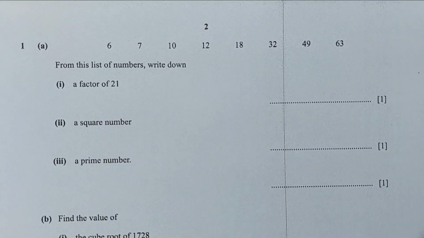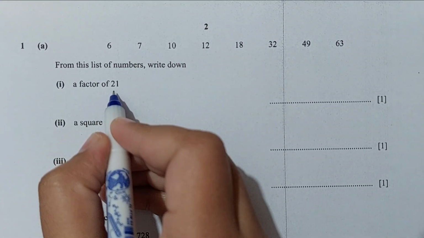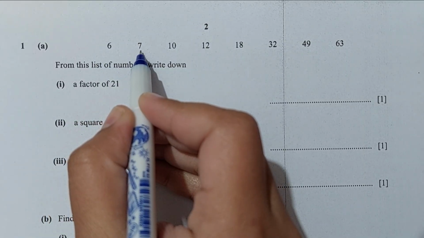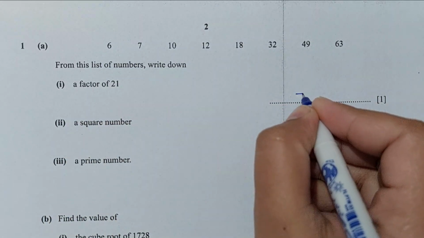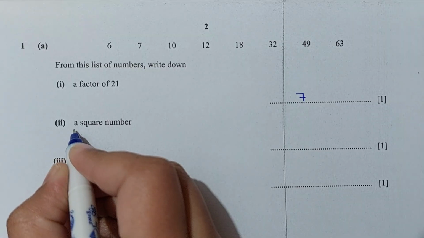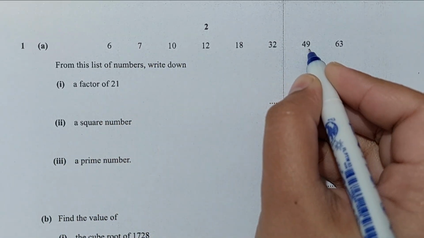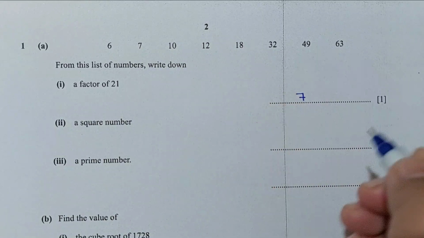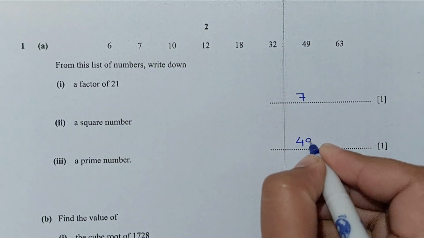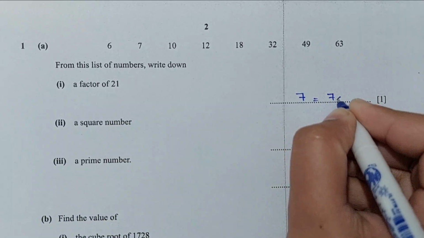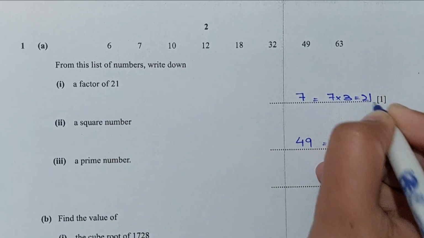From this list of numbers, write down part A, a factor of 21. 7 times 3 is 21, so 7 is a factor of 21. Number 2, a square number. 49 is a square number, which is 7 squared.